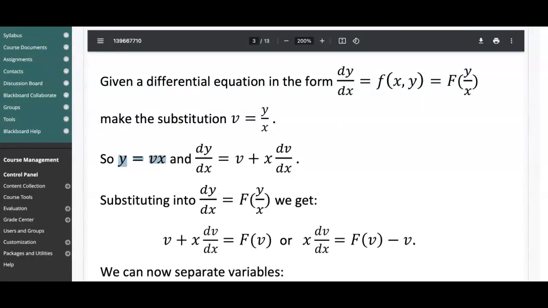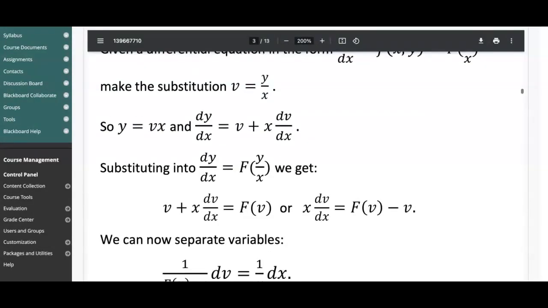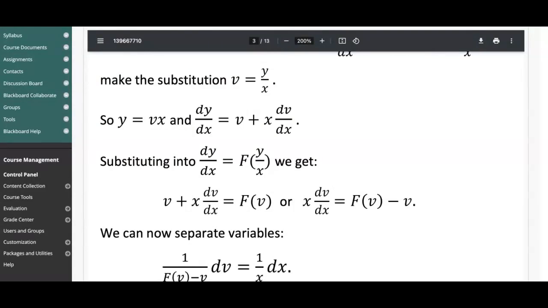So let's look at this. y equals v times x, well, that's x equals y times 1 over v, right? Good question. Okay, anybody else has any question?